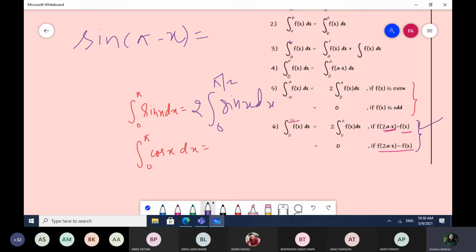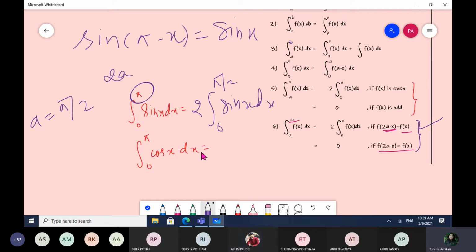Why? Because sin of pi minus x is equal to sin x. Nothing changed in the function by replacing x by upper limit minus x. The upper limit is pi, so pi is 2a. 2a is pi means what is your a? Your a is pi by 2, isn't it? So what is the result? The integral from 0 to pi of sin x dx will be equal to 2 times the first one. You see, 2 times the integral from 0 to a of f of x dx. Okay. What about the second one?